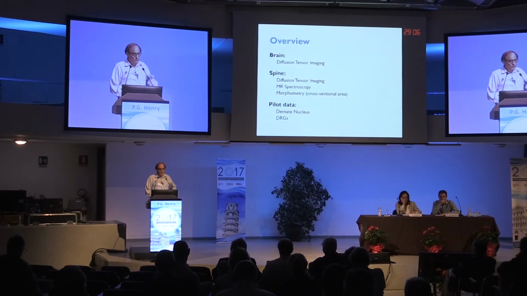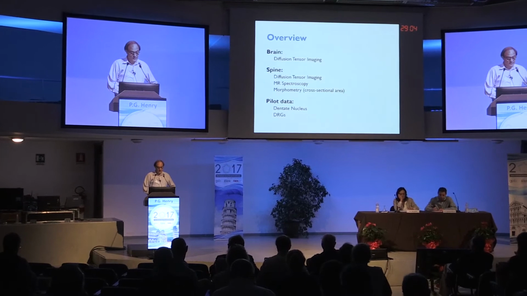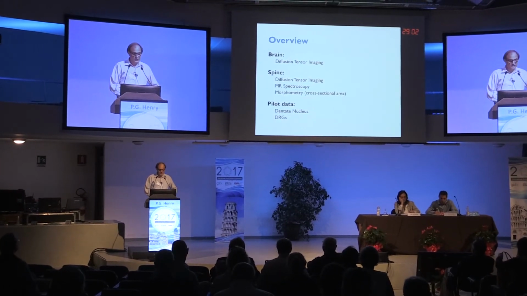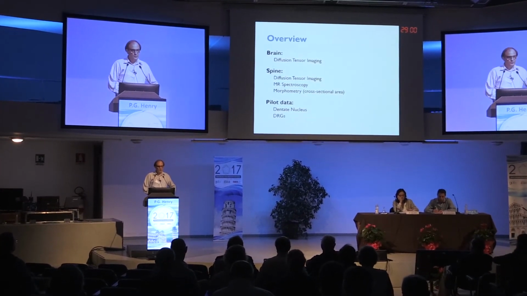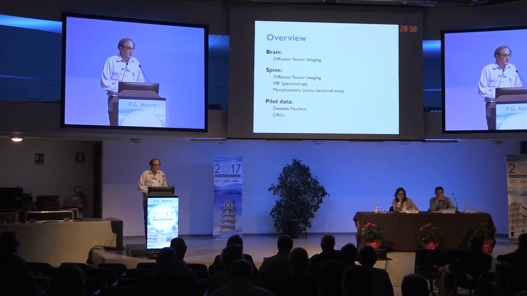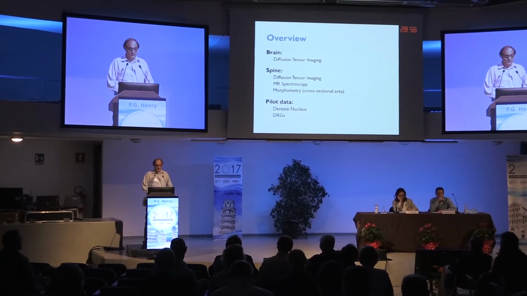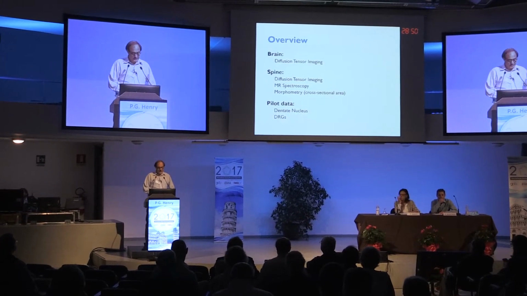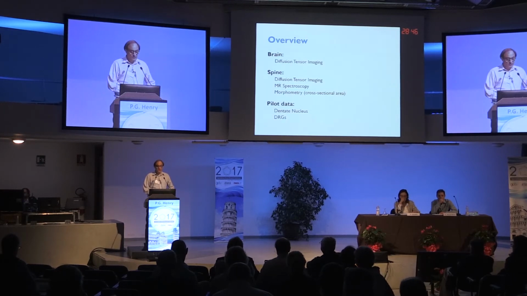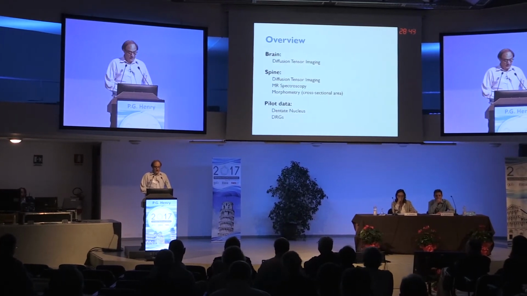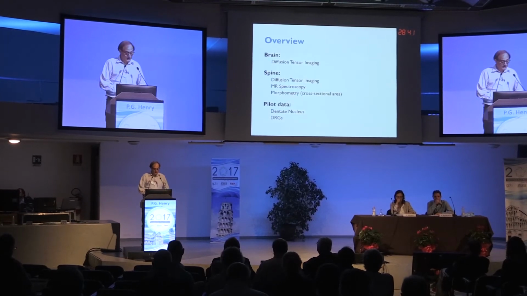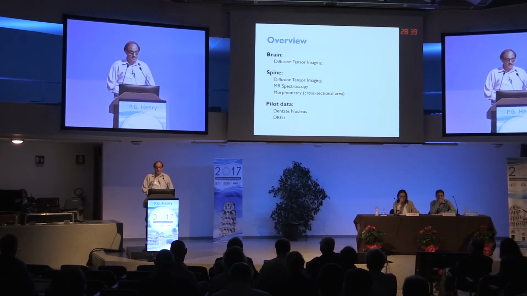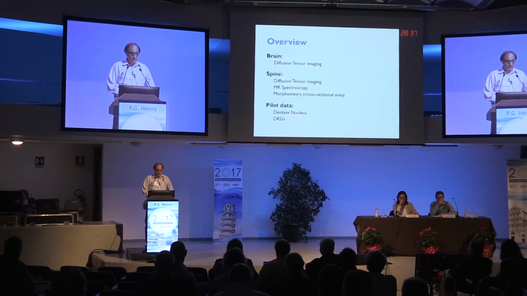So here's an overview of what I'm going to show. I'm going to show brain diffusion tensor imaging data. We also have VBM, voxel-based morphometry, but I'm not going to show this today because we have not finished data analysis. And then in the spine, I'm going to show DTI, MR spectroscopy, and morphometry by measuring the cross-sectional area. And at the end, I'm going to show a few slides on pilot data in the dentate nucleus and the dorsal root ganglia.